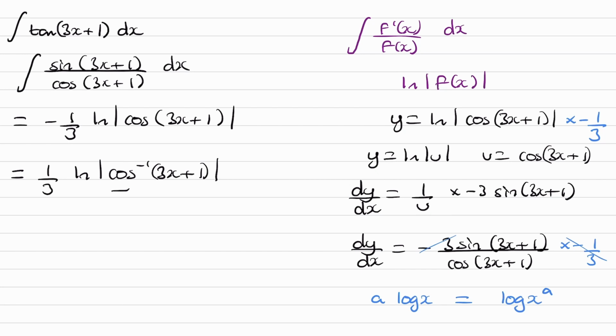Cos to the power of minus 1 is the same thing as sec. So this then becomes a third of ln sec of 3x plus 1 plus c. I forgot to put that plus c earlier. Let's just put that there, and this would be our final answer.